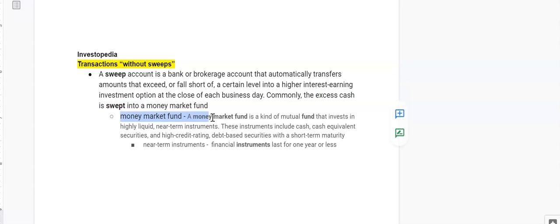Now, a money market fund is a kind of mutual fund that invests in highly liquid near-term instruments. These instruments include cash, cash equivalent securities, and high credit rating debt-based securities with a short-term maturity. Now, something that was not clear to me was a near-term instrument, which basically is a short-term instrument. It's just, I guess, another word for it. And short-term just means something that lasts for 1 year or less. Conversely, long-term means lasting several years. So that is a transaction without sweeps.